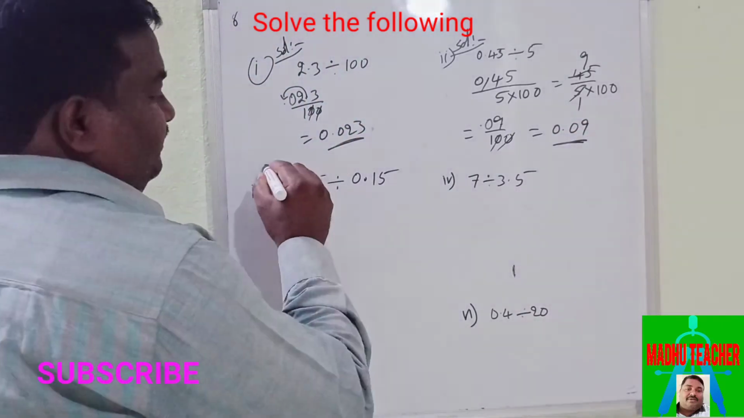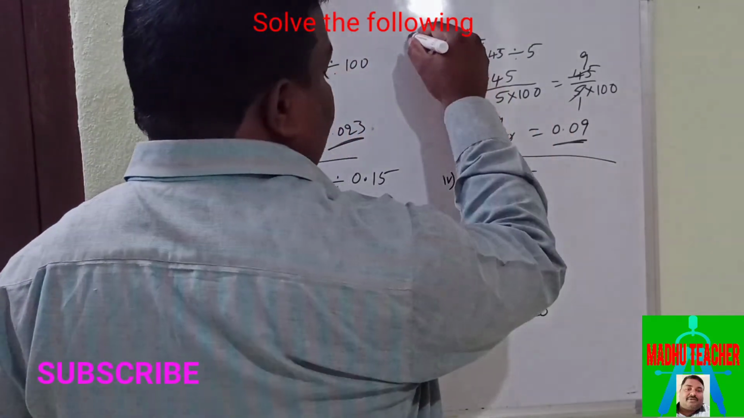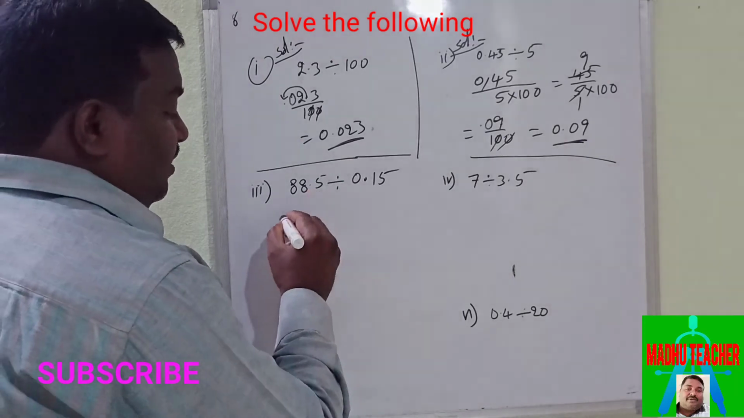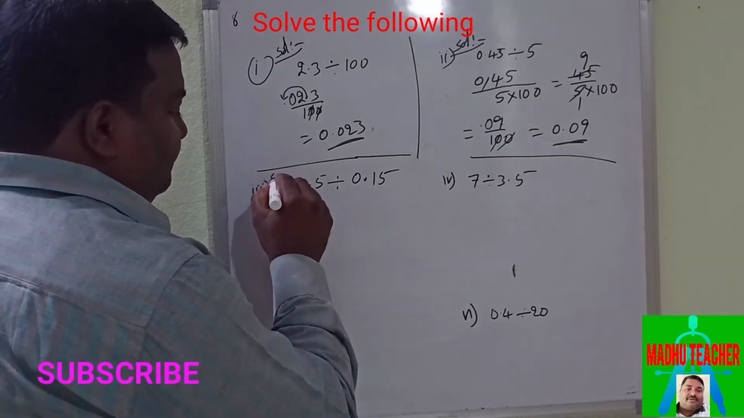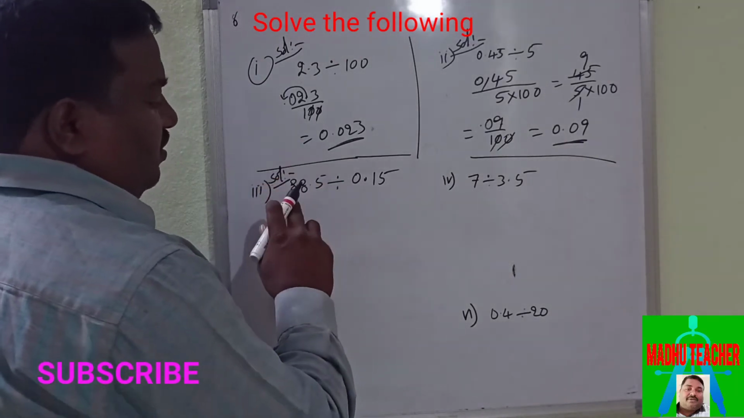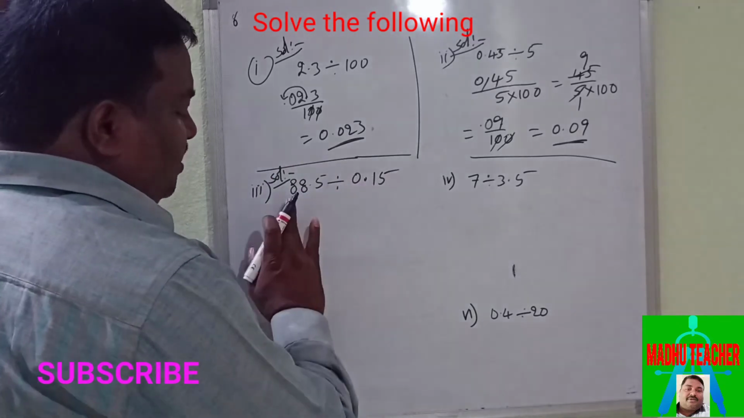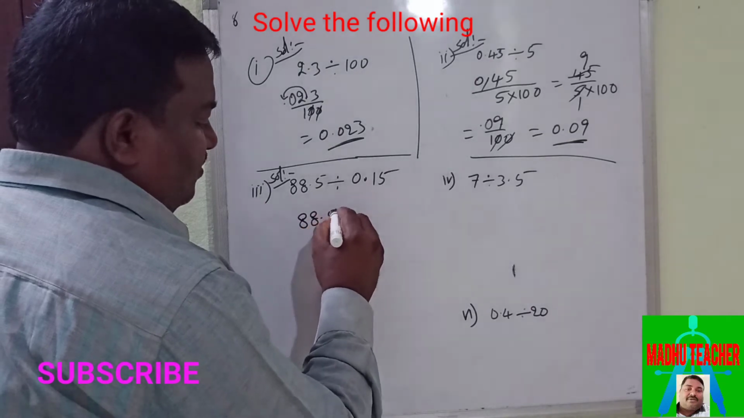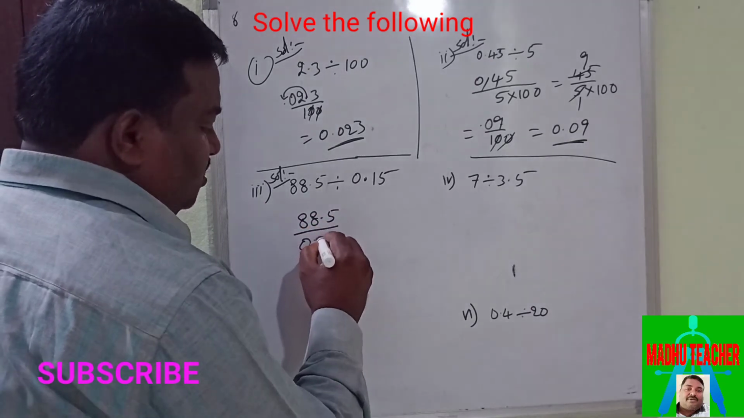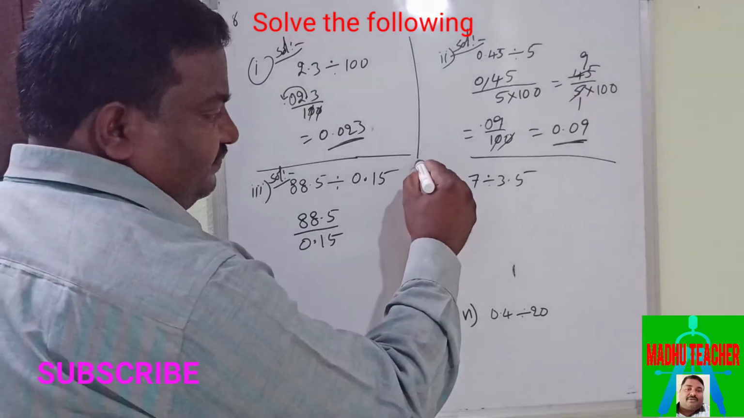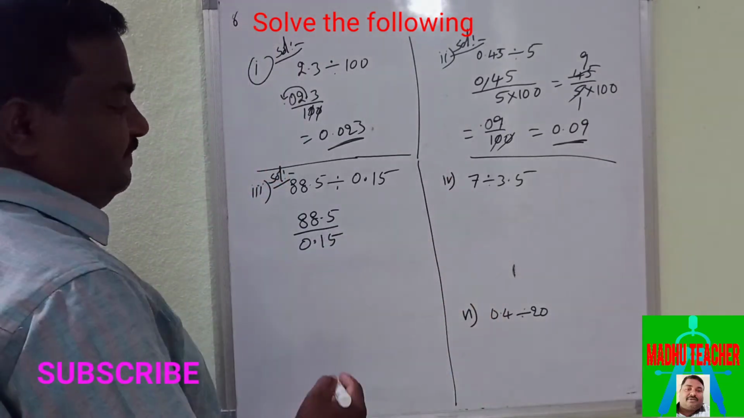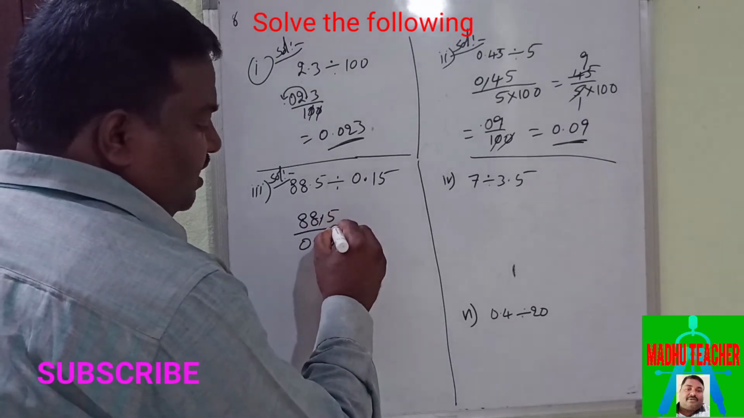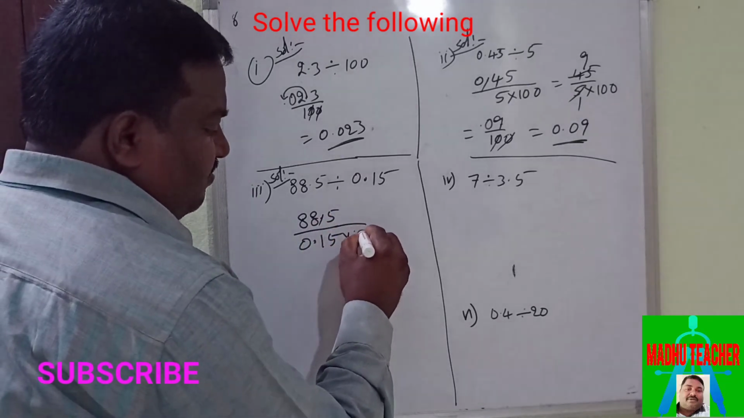Next one, 88.5 divided by 0.15. After decimal point we have 1 digit, so cancel, in denominator we'll get by 10.